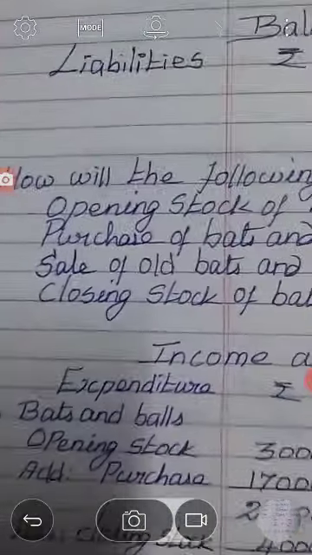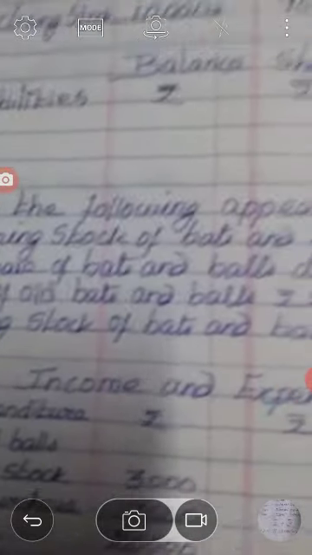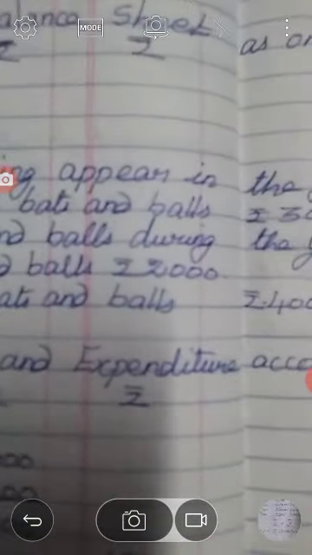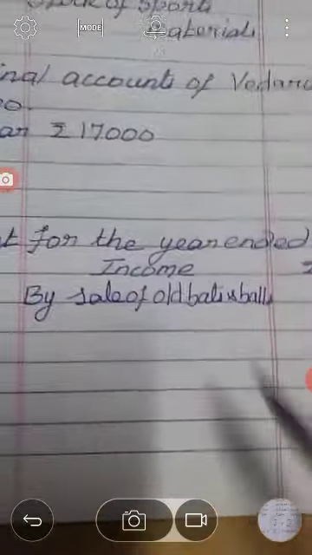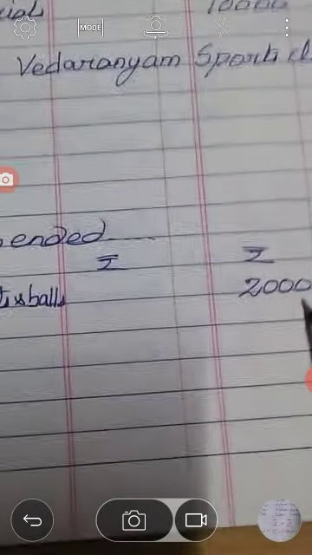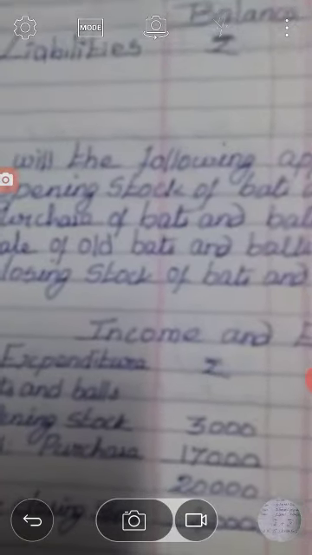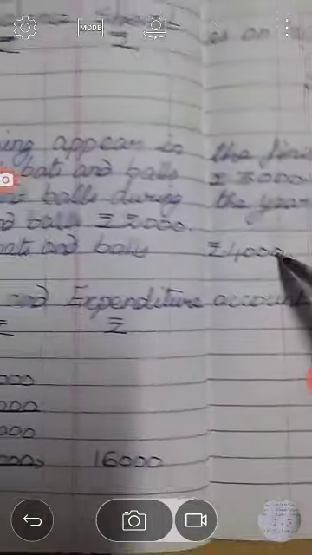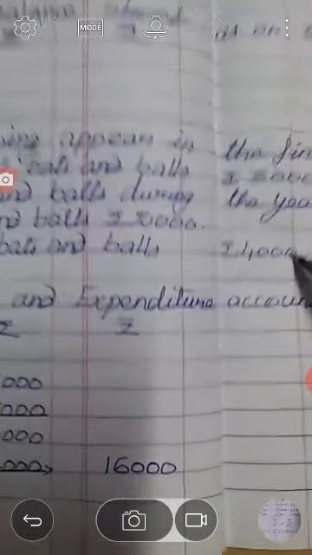Then sale of old bats and balls. Sale of old bats and balls is 2,000. It should be shown on the income side. By sale of old bats and balls 2,000. So in the balance sheet, the closing stock should appear on the balance sheet asset side. The closing stock should be shown on the balance sheet asset side, 4,000.